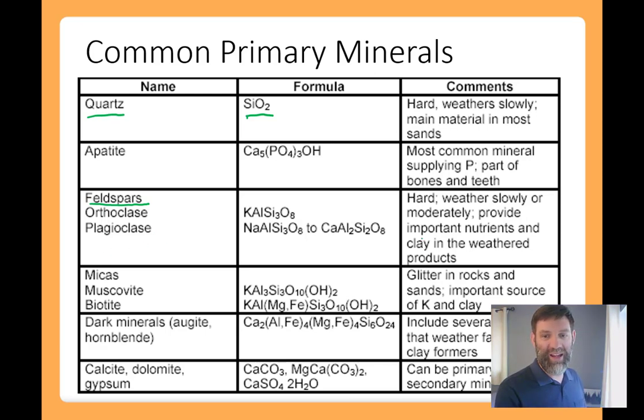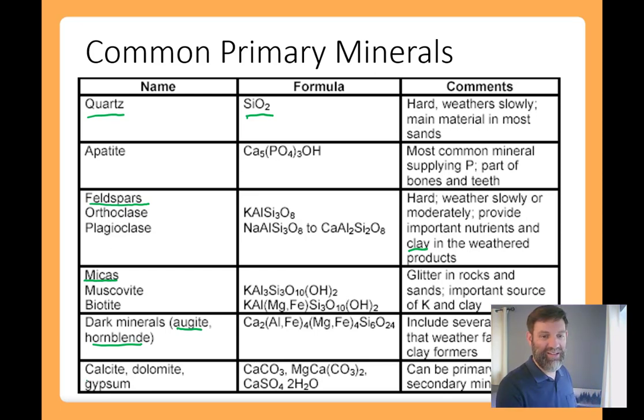They're all over the place, and they produce clay. So important for that reason. We mentioned that last time. Micas, again, here's a group, and muscovite and biotite are some examples of micas. Those ones are pretty common, things you've probably seen before. Some others, dark minerals. I mean, we're simplifying things here, right? But augite and hornblende are a couple examples.